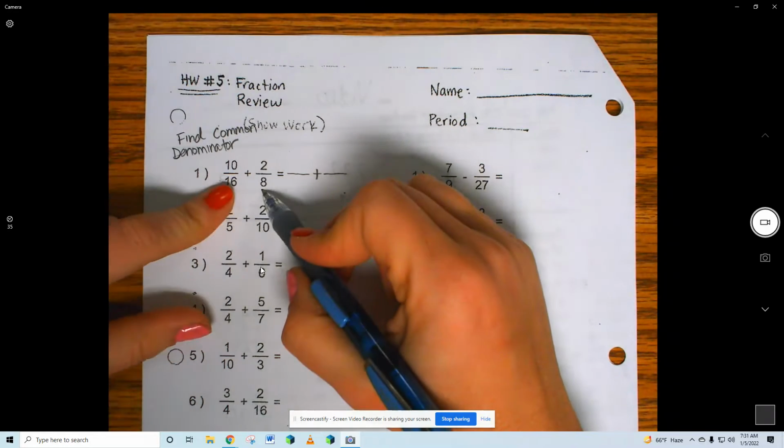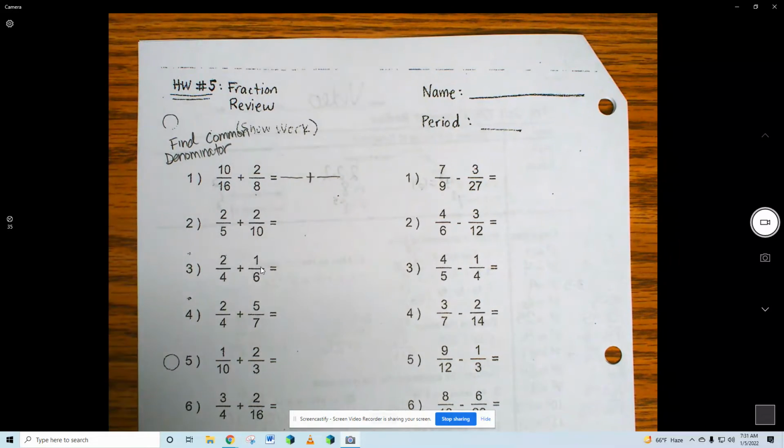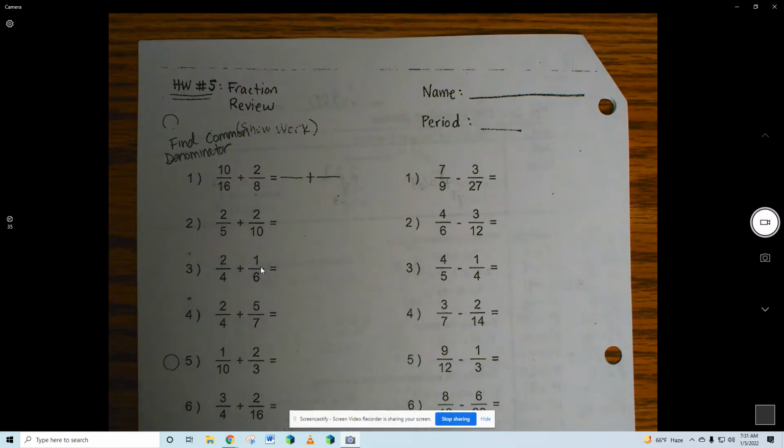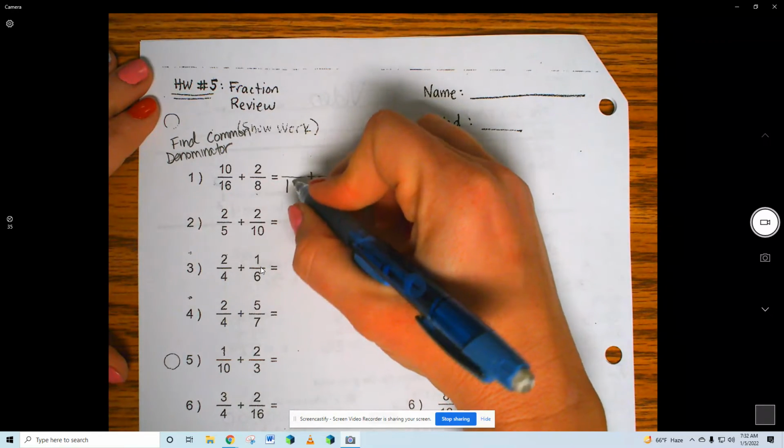16 and 8, they both go into what big number? What multiple? Common denominator of 16 and 8. No one knows? Well, it's not 2. 2 is called a factor. That's too small. 16. So I'm going to make 2 new fractions.